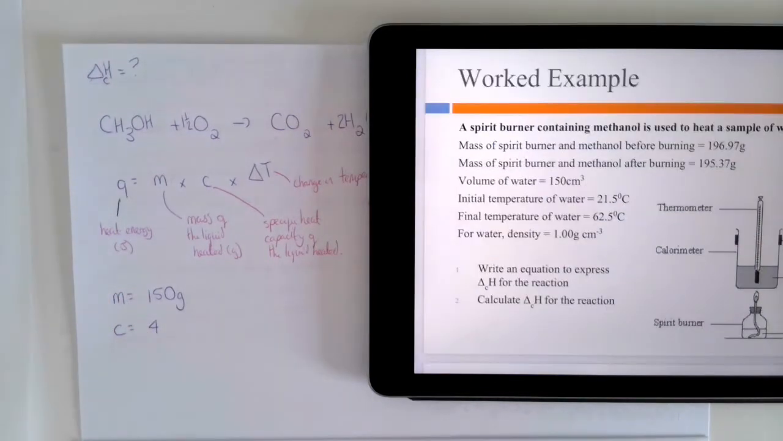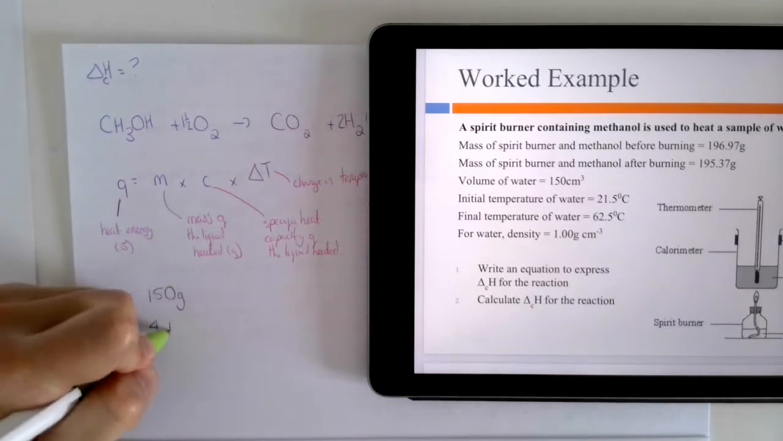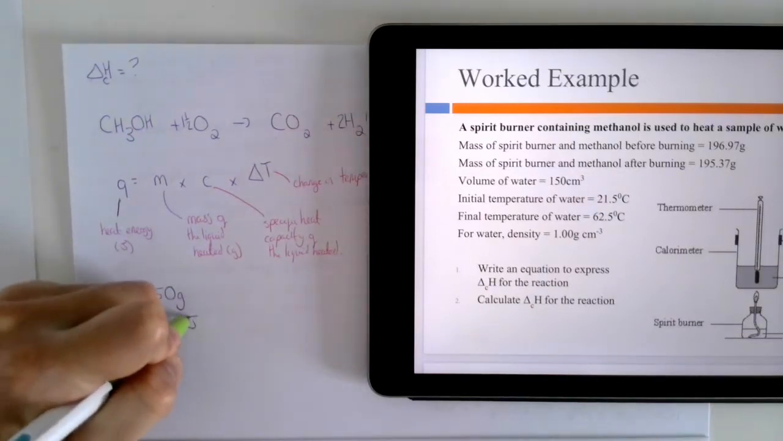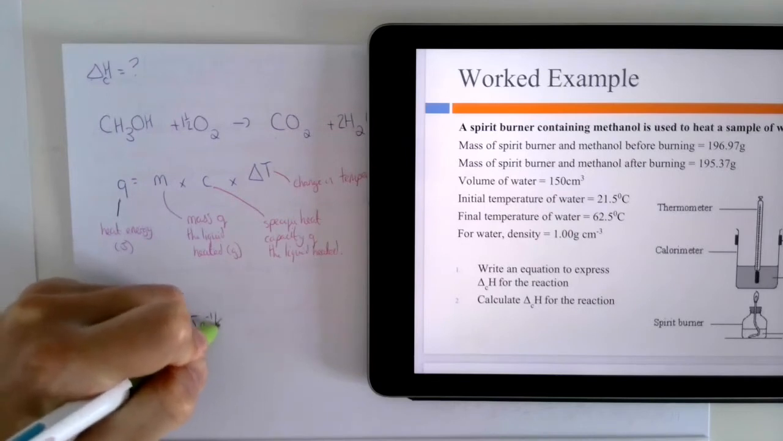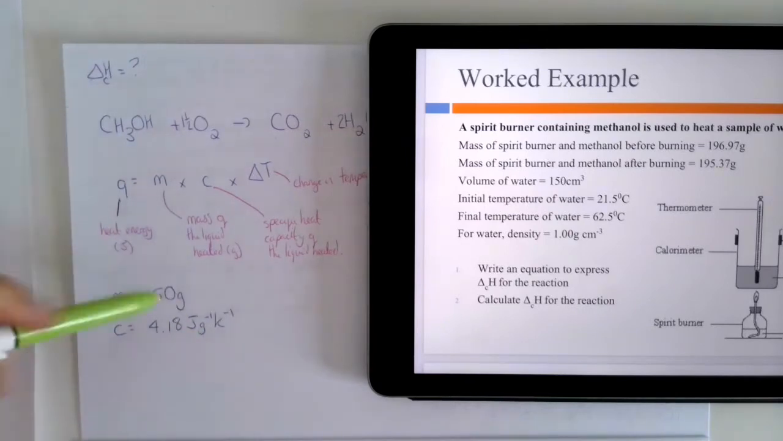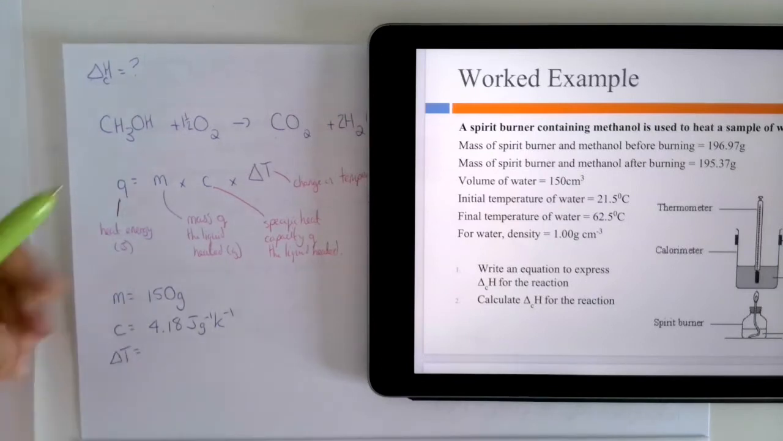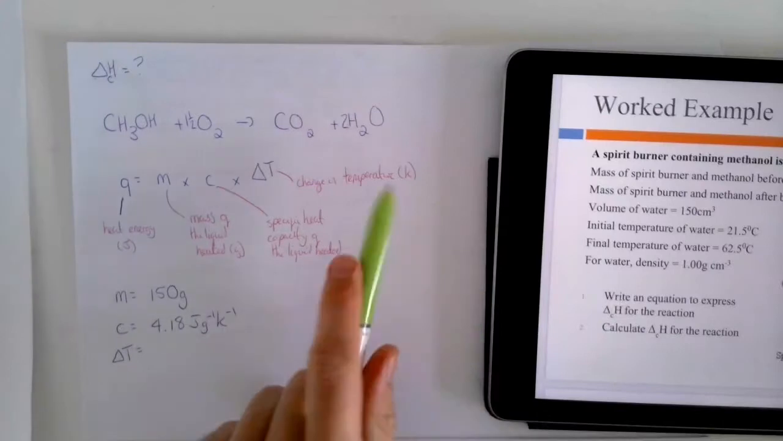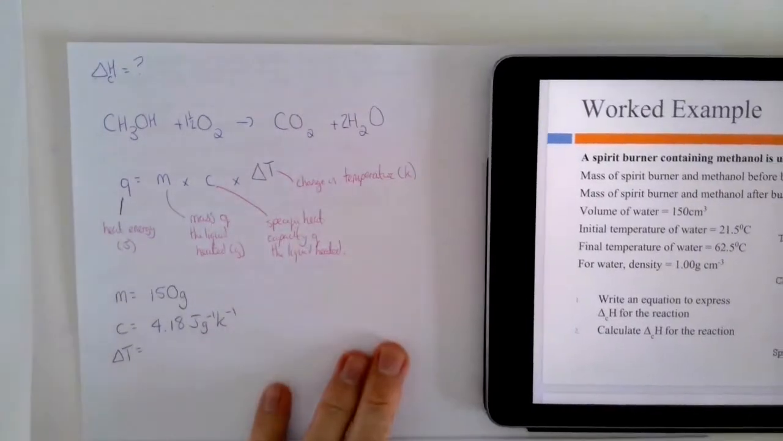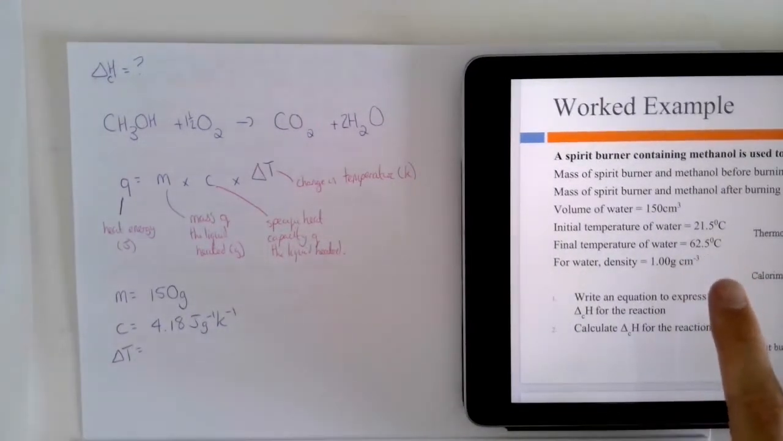If you look on the front of your data booklet, you'll see that it's 4.18 joules per gram per Kelvin. So it says specific heat capacity of water, 4.18. Delta T is the temperature change in Kelvin. And you'll notice that in the question, they've given it to us in degrees Celsius.